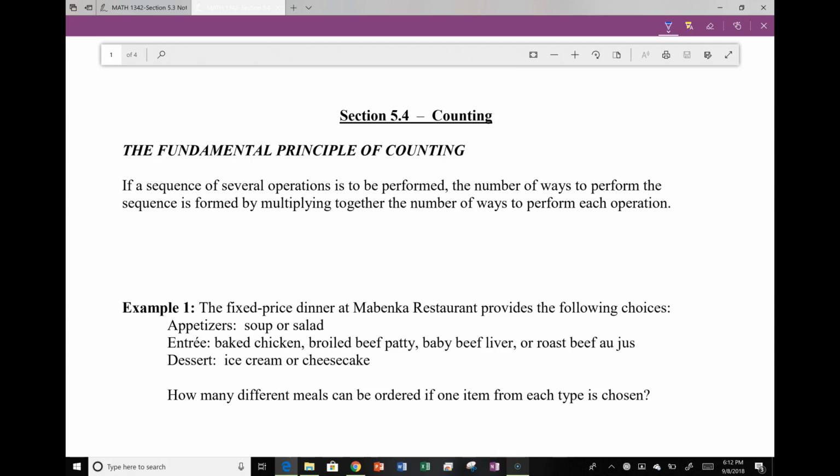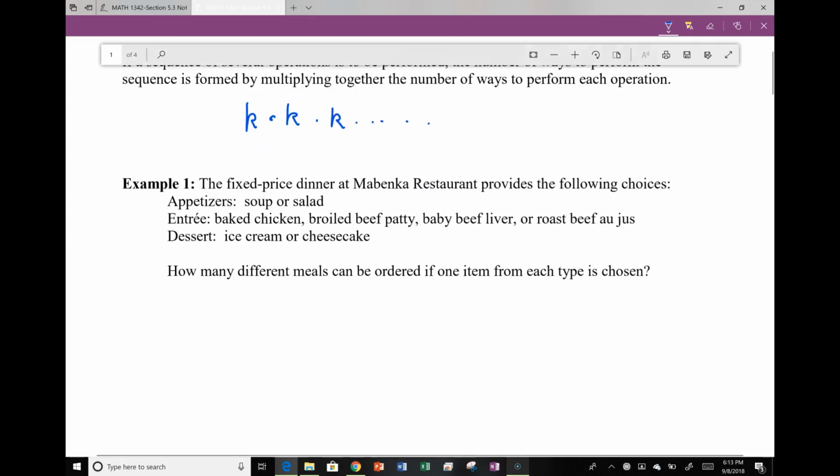So this means we have one thing that's happening, a second thing that's happening, a third thing that's happening, independent of each other. The way we look at this is lowercase k times lowercase k times lowercase k, up to however many different operations we're looking at. Now I realize that that doesn't make much sense, so let's look at an example.